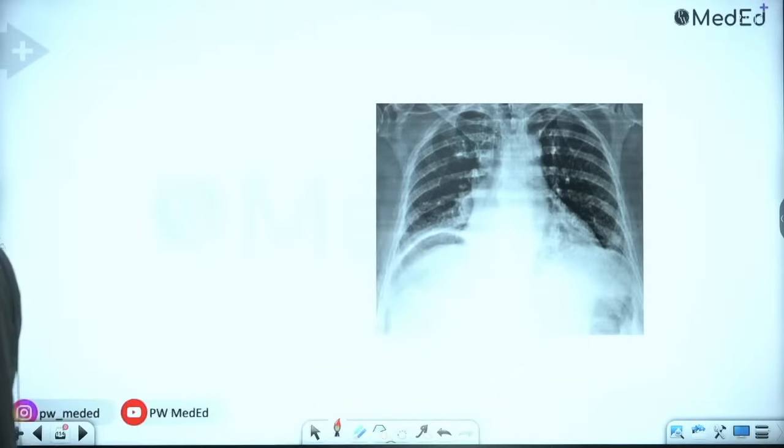So patient came to the emergency. He has history of abdominal guarding and tenderness. You are getting this erect chest X-ray done. Can you tell me what are your findings in this erect chest X-ray?